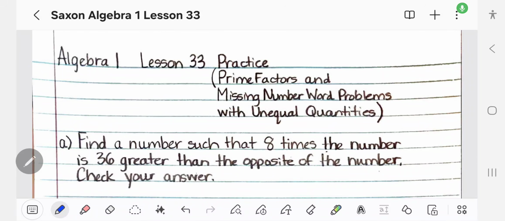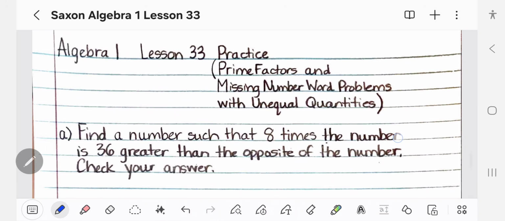This is Algebra 1, Lesson 33, Practice. It's involving prime factors and missing number word problems with unequal quantities. So here's one of our missing number word problems.